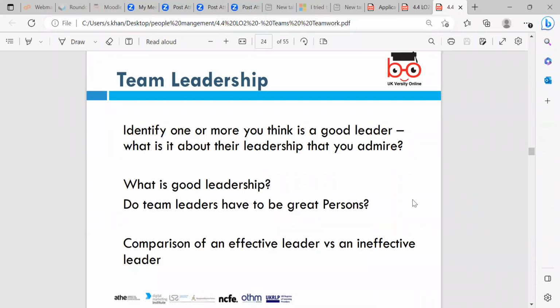Comparison of an effective leader versus an ineffective leader. So an effective leader, like I said, would cooperate with the group and be able to lead the group. An ineffective leader would make conflict between members of the group, not be able to take on board others' ideas, and would want to only use their own ideas.